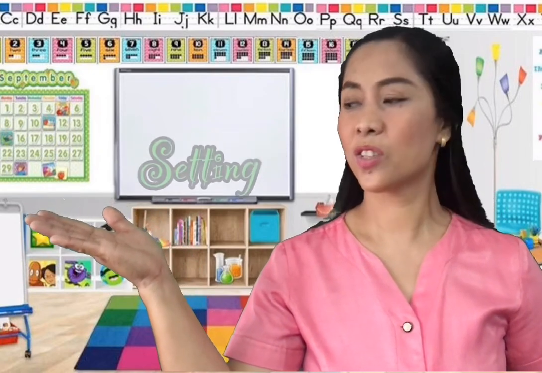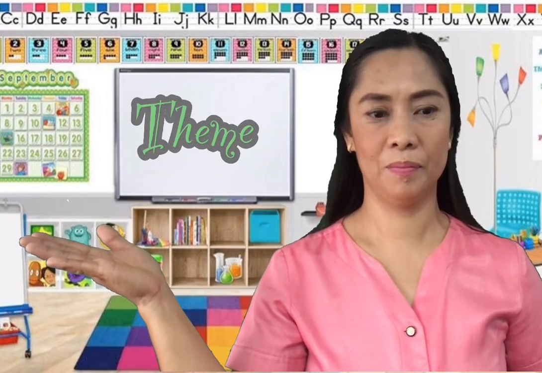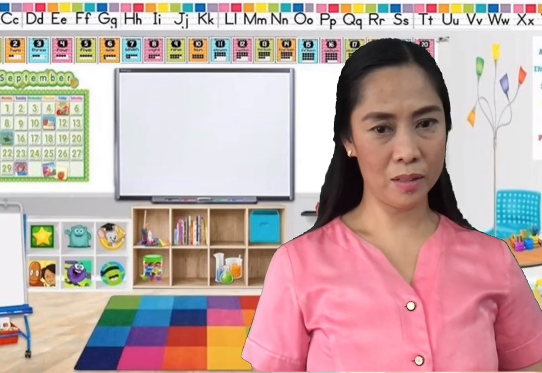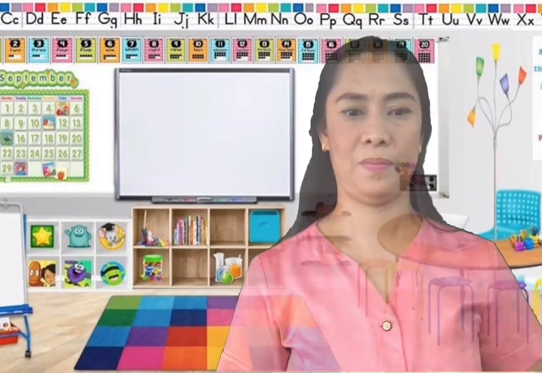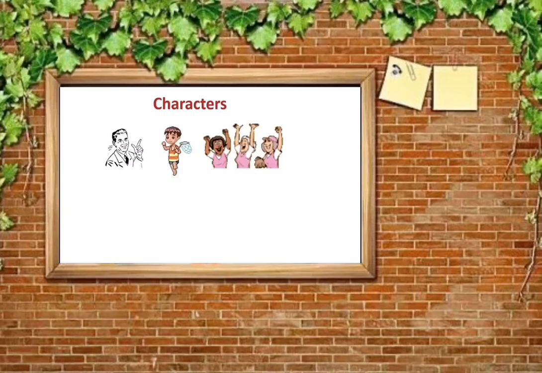characters, setting, events, and theme. Let's look at each element to learn about it. First are the characters. They speak, do actions, or participate in the events of a story. Characters are the actors in a story's plot. They can be humans, animals, plants, or imaginary actors.